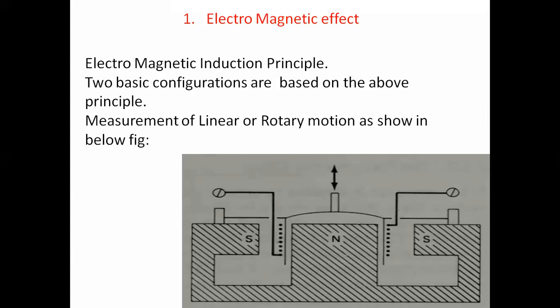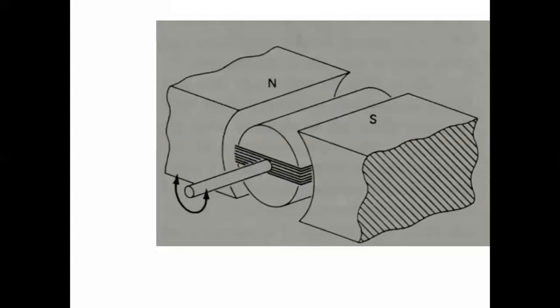Based upon this principle, there are two types of transducers: one is linear and the other is rotary motion. We can measure based upon linear and rotary motions, that is, rotational direction. The second one is used for measurement of angular velocity or angular displacement. Once you know the displacement, from that we can find out the velocity also.